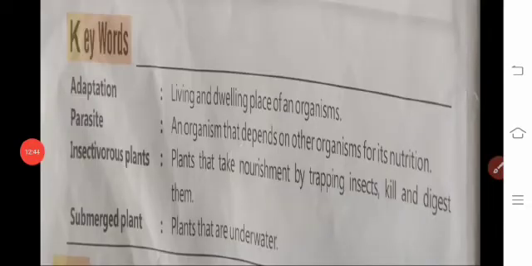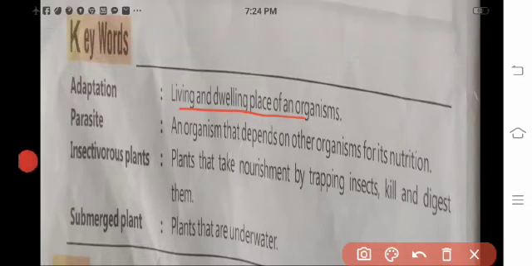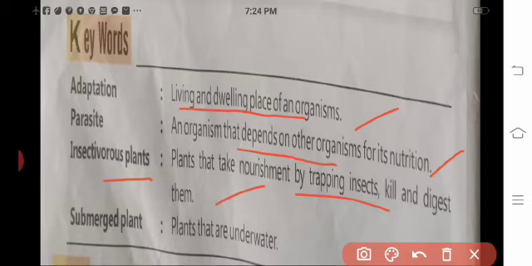Next are the keywords. Adaptation, living and dwelling place of an organism. Parasite, an organism that depends on other organisms for its nutrition. Insectivorous plants, plants that take nourishment by trapping insects, killing and digesting them. Submerged plants, plants that are under water.